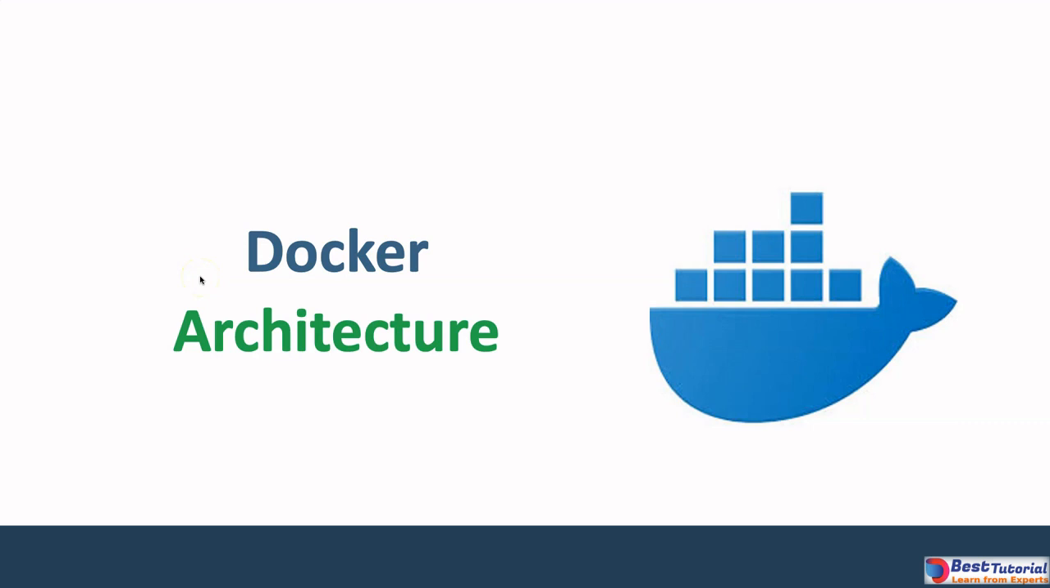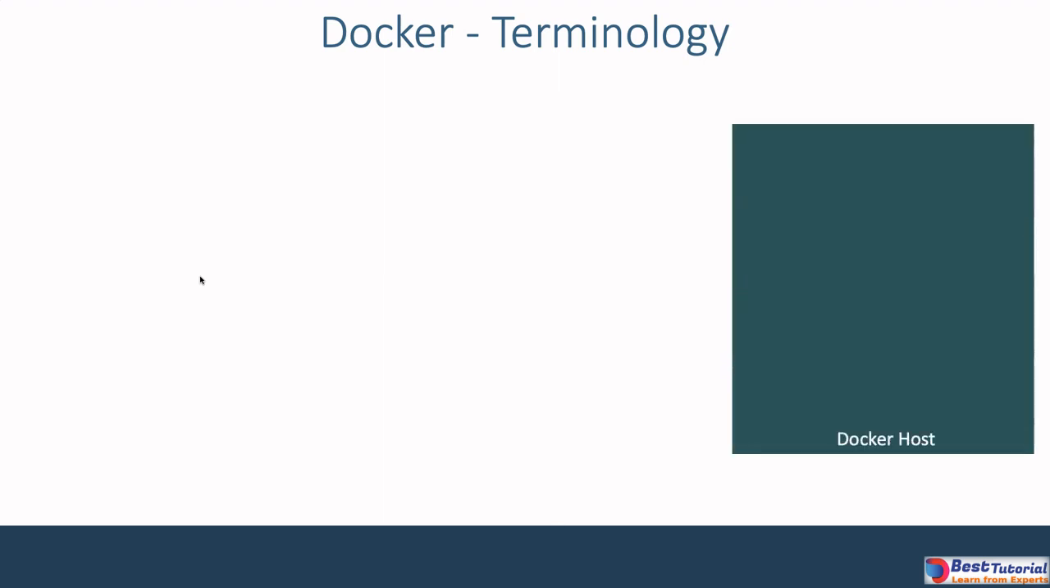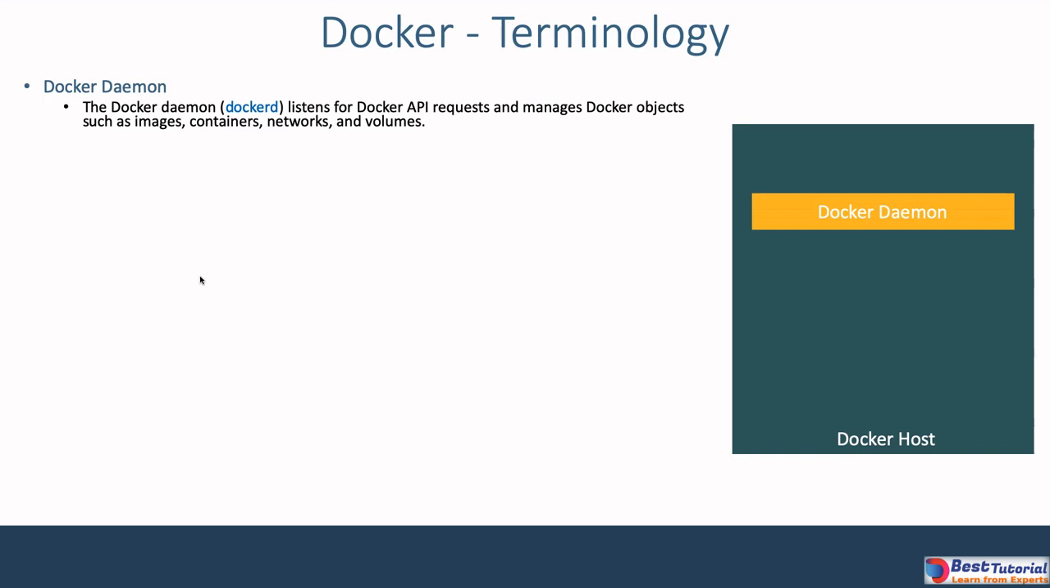Welcome back. Let's see the Docker architecture now, or we can call it Docker terminology. We have a Docker host, and inside the Docker host primarily we'll install the Docker daemon. The Docker daemon, dockerd, listens for Docker API requests and manages Docker objects such as images, containers, networks, and volumes. The next is the Docker client.